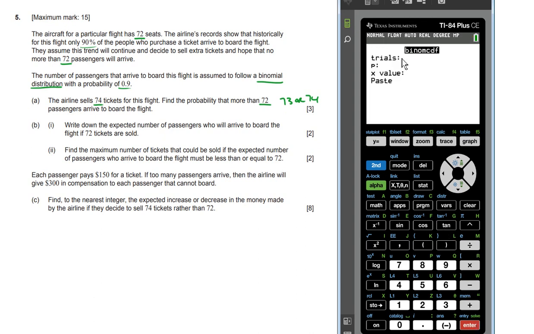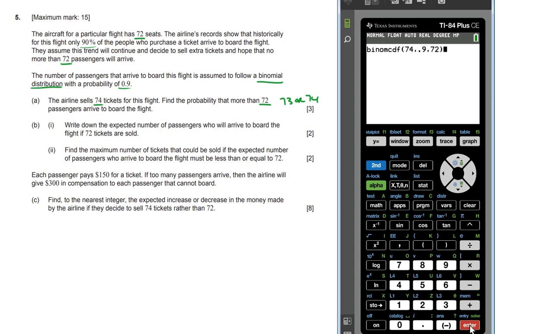So number of trials. We sell 74 tickets, so our trials are going to be 74. Probability of success is 0.9, which it tells us there, 90%, and also 0.9. And then the X value: it says find the probability that more than 72 passengers arrive to board the flight. So what we're actually going to do is find the exact opposite. We're going to find the probability of anywhere from 0 to 72. So our X value is going to be 72, right?